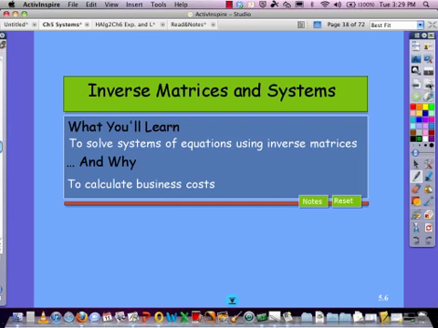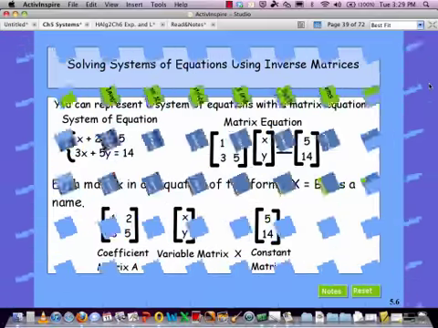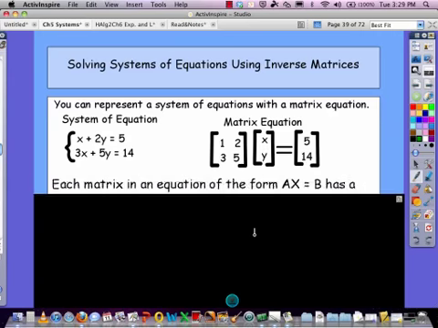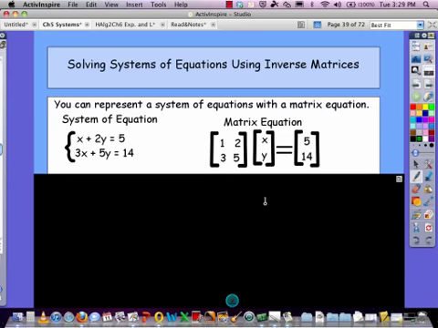But we are definitely going to be solving systems using inverses now that we know how to do them. And for example, calculating business costs would be one place. So let's move forward. If we want to solve systems using those inverses that we learned about yesterday, we first have to be able to talk about how we get those. So let's go a little at a time here.